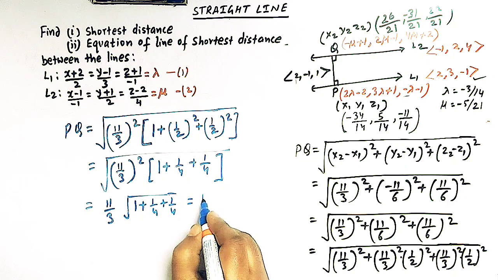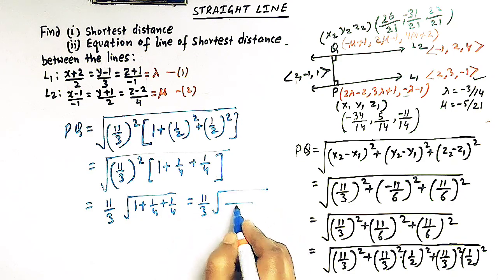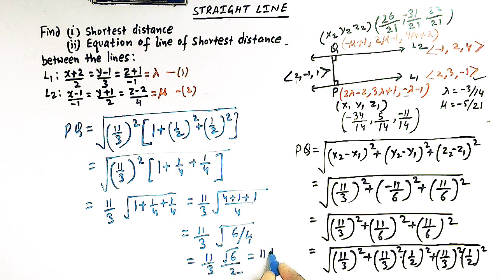So we can now write 11/3, and here we have 4, and then 4 plus 1 plus 1, right? So this is 11/3, and here we have root 6 over 4, and this is 11/3 and root 6 over 2. So this is 11 root 6 over 3 times 2 is 6.